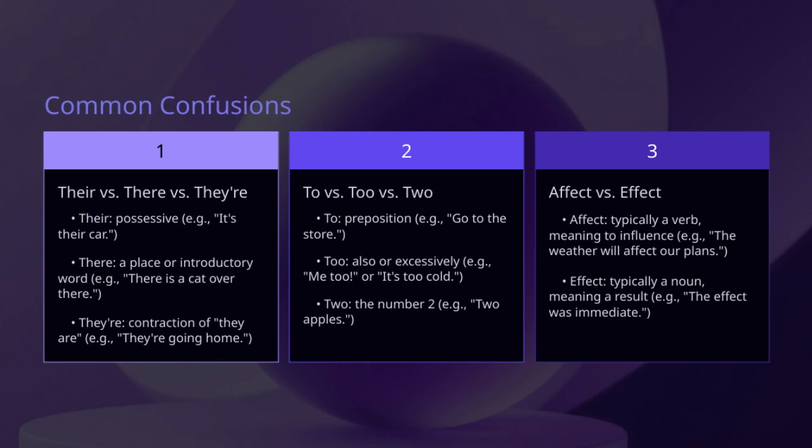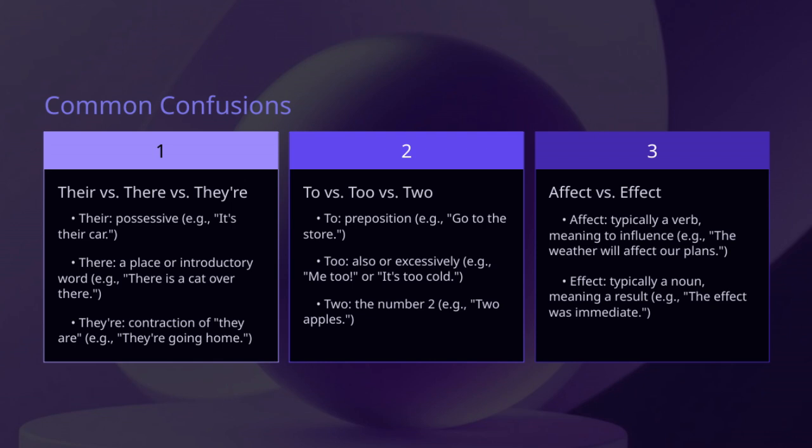Next up, we have the trio of two, too, and to. These words sound alike but have different meanings. Two is simply the number two, as in two apples. Too means also or excessively, like me too, or it's too cold. And to is a preposition used to show direction or purpose, such as go to the store.